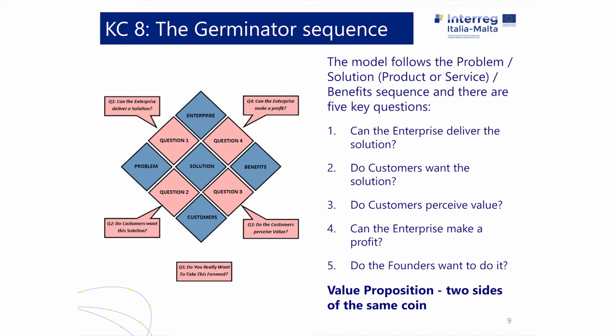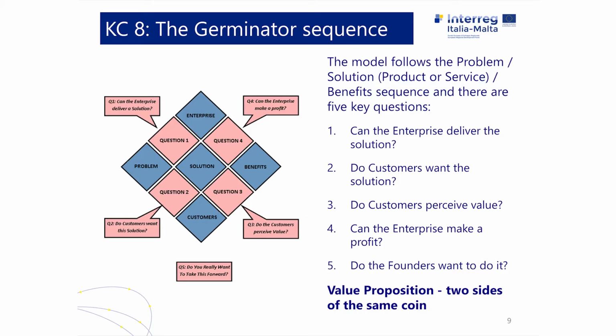Key Concept 8 is the germinator sequence. This follows the horizontal problem, solution, benefits sequence. What is the problem that the customer has? What is the solution that your enterprise can deliver to customers? And what are the benefits for the customer? It gives rise, actually, to 4 very straightforward questions.